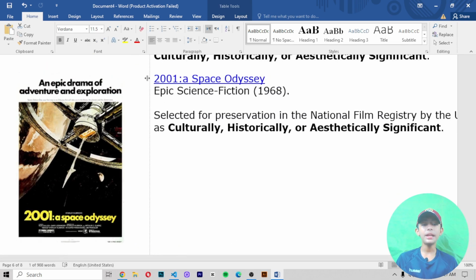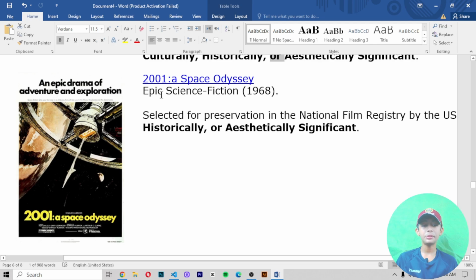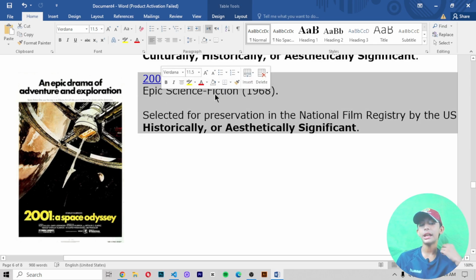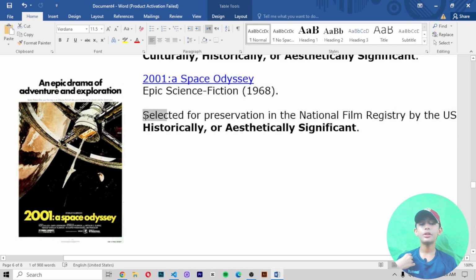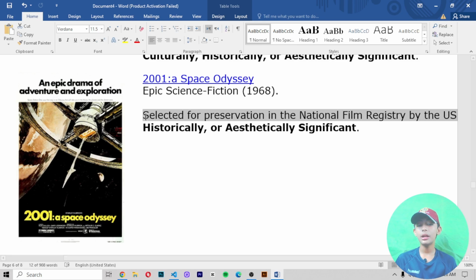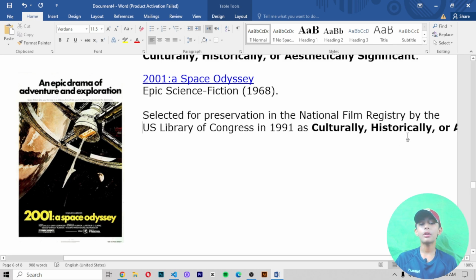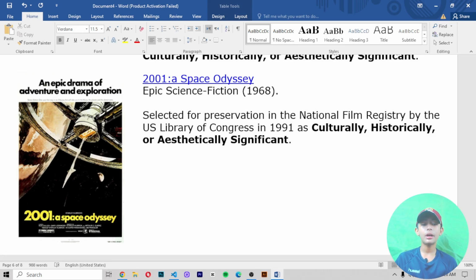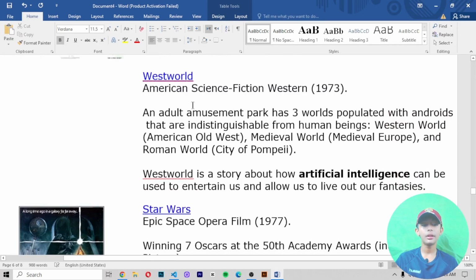2001: A Space Odyssey is one film that has come out, an epic science fiction film from 1968. It was selected for preservation in the National Film Registry by the USA, Library of Congress in 1991, as historically, aesthetically, and significant.